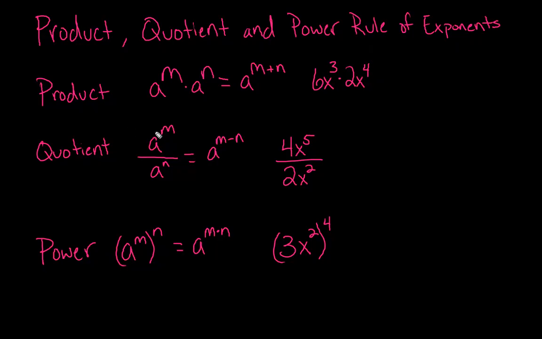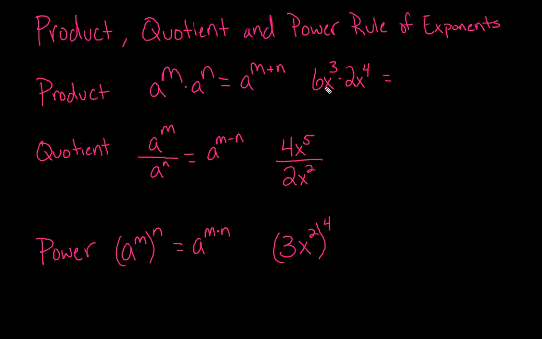The product rule states that when we have an exponential expression multiplied by another exponential expression and they have the same base, we can simply add the exponents to simplify. So here we have an example of 6x to the third power times 2x to the fourth.